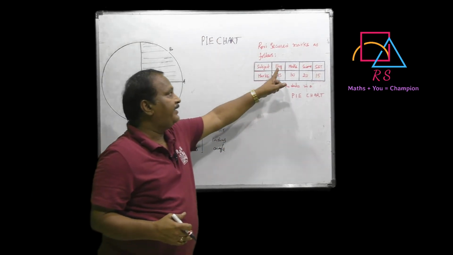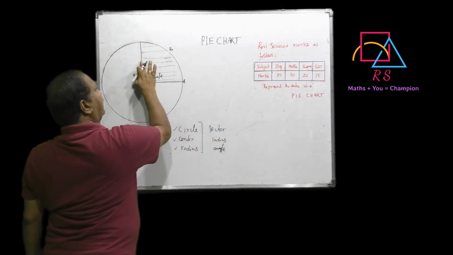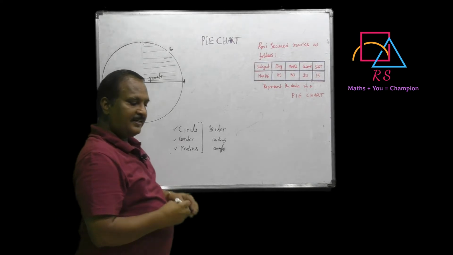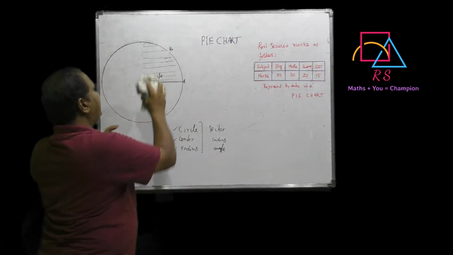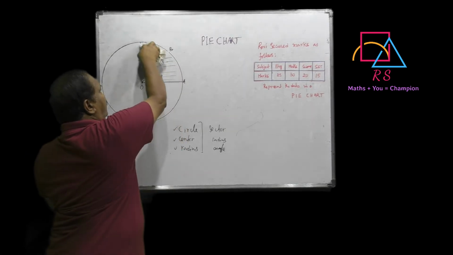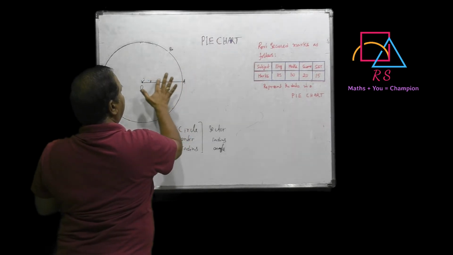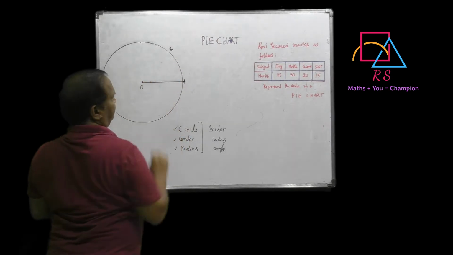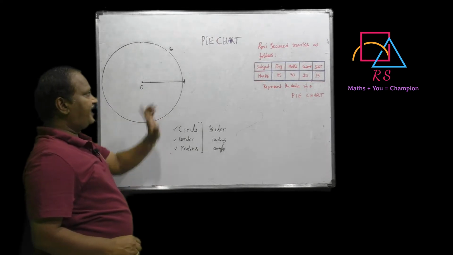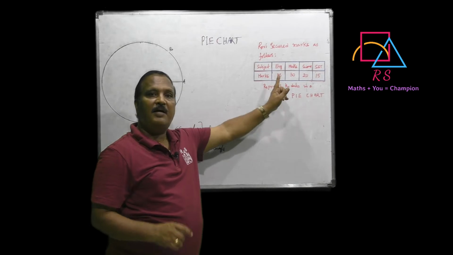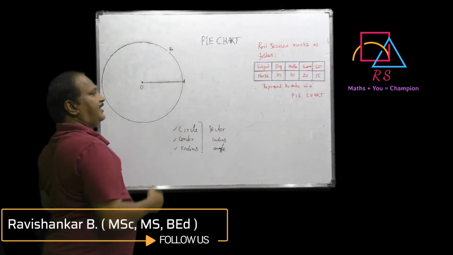You have to adjust all these marks in the sectors. So you can draw the sector only with the help of a circle, and also you should know the angle. Without knowing the angle, you cannot draw the sector. So draw the circle, draw one radius, and convert these marks into angles, because when you have an angle, you can have a sector.